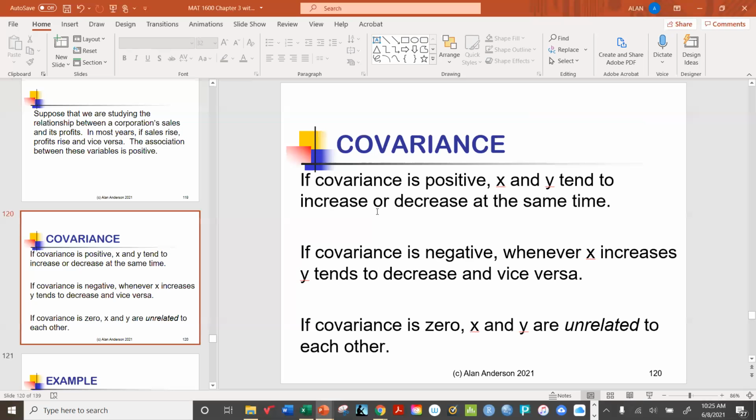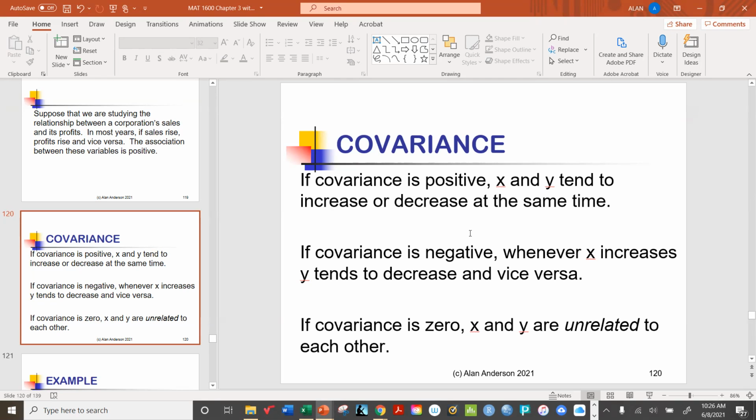All right, now the covariance comes first. If the covariance is positive, X and Y tend to increase or decrease at the same time, as we've just seen. If it's negative, they tend to go in opposite directions. And if covariance is 0 or very close to it, then the two variables are unrelated to each other.